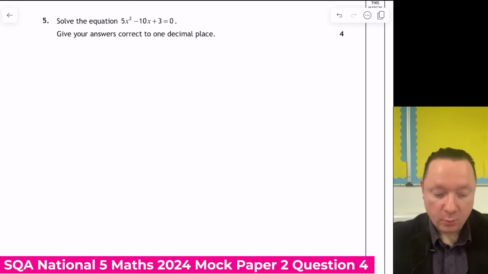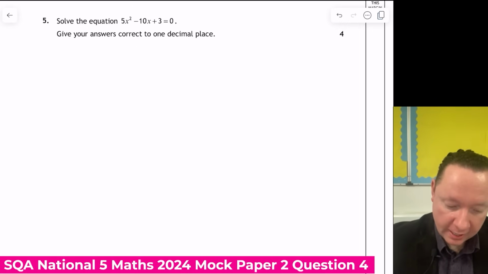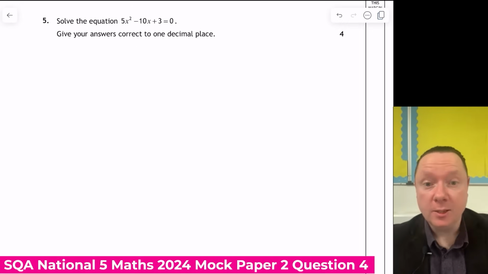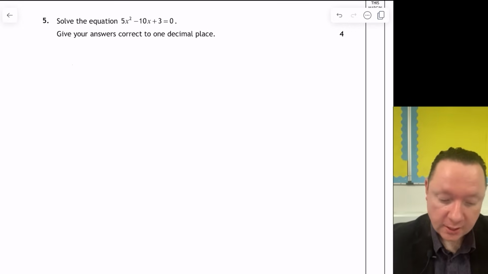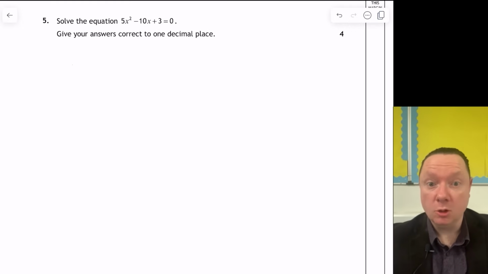So this paper seems to skip a question, so this is really the fourth question, but it says question 5, solve the equation 5x squared minus 10x plus 3 equals 0 to 1 decimal place. So that's a quadratic, but to 1 decimal place means I'm using the quadratic formula.